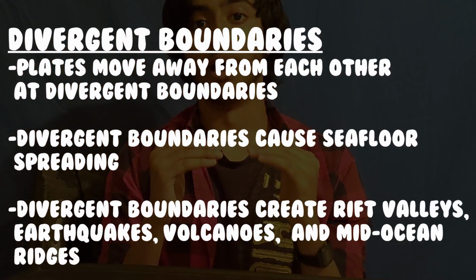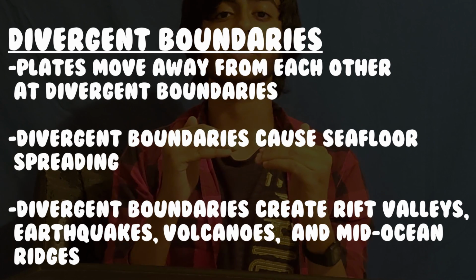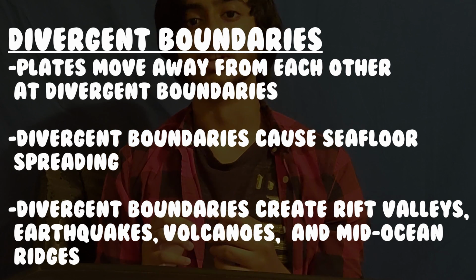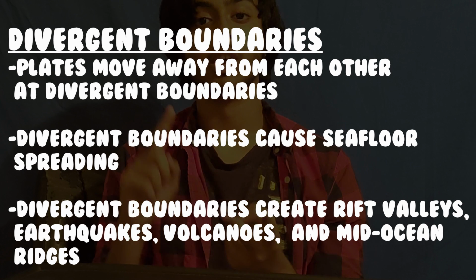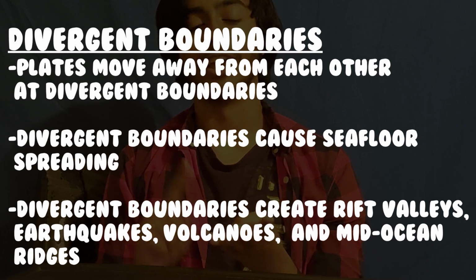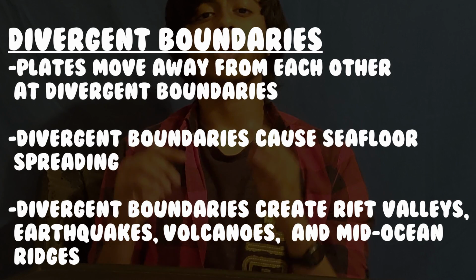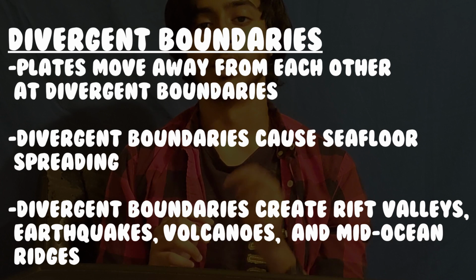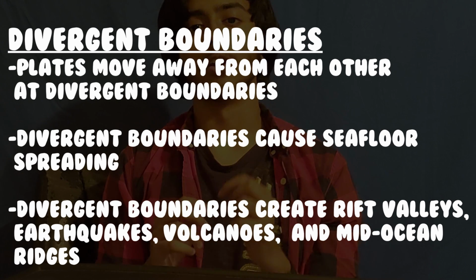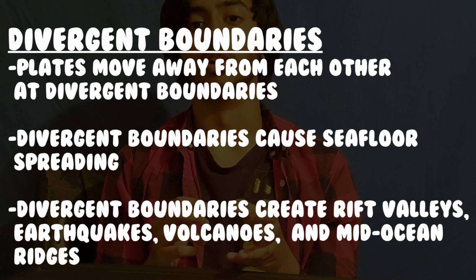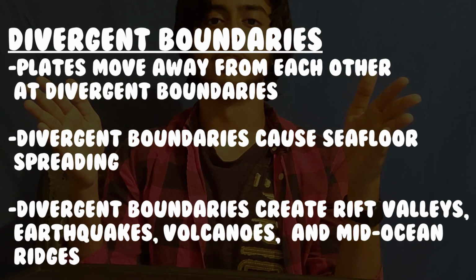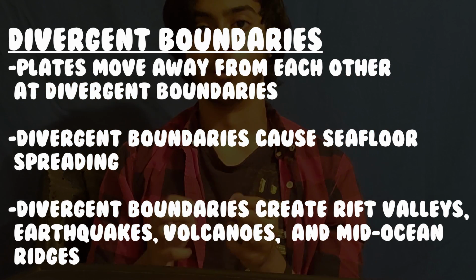The second type of boundary is a divergent boundary where the two plates move away from each other. At these kind of boundaries, the features you can expect to see are mid-ocean ridges, rift valleys, volcanoes, and earthquakes. Divergent boundaries were especially important for supporting the theory of plate tectonics because a scientist named Harry Hess discovered that at the mid-Atlantic ridge, which is a notable mid-ocean ridge, the closer he went to the middle of the ridge, the younger the rock was.